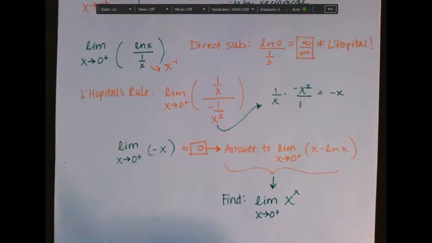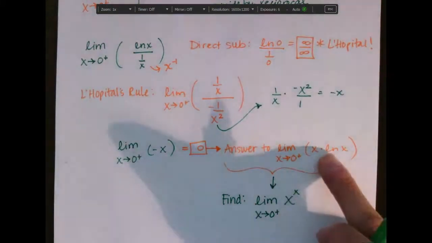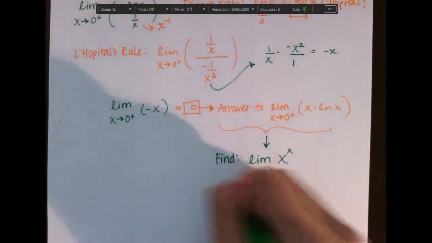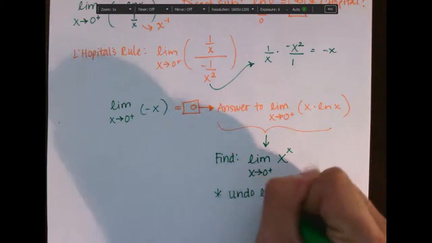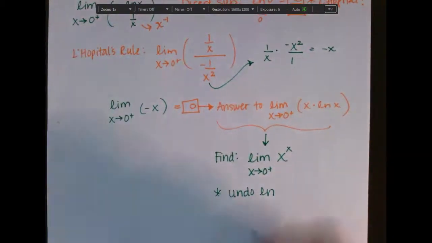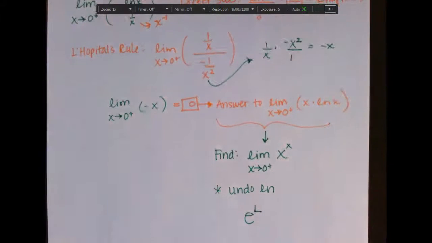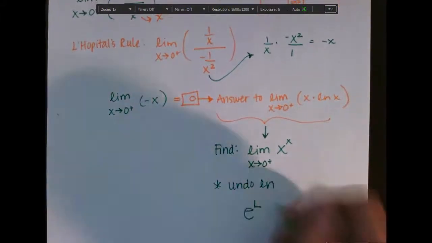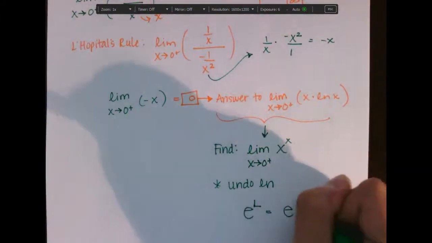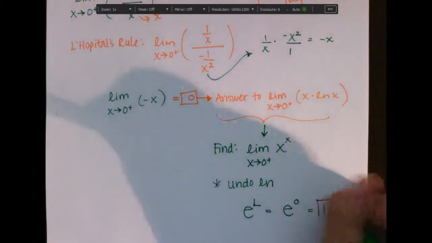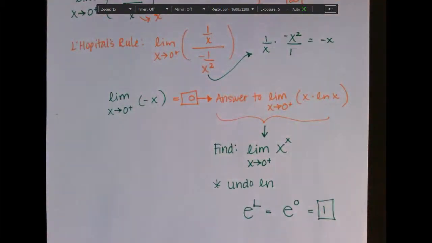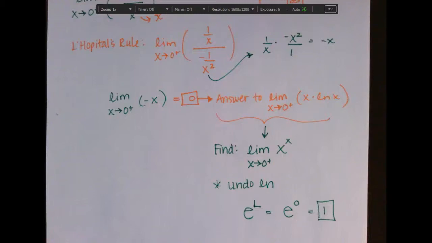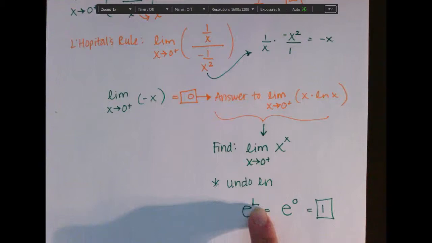And so remember, in order to get from this form to this form, we had to use the natural log. So now we have to undo the natural log. And we do that by taking e to the limit that we find, e to the power of L. And in this case, L was 0. So e to the 0 power gives me a final answer of 1. So that's the tough part to remember, is going back and undoing the natural log by taking e to the limit that you find in order to get your final answer.